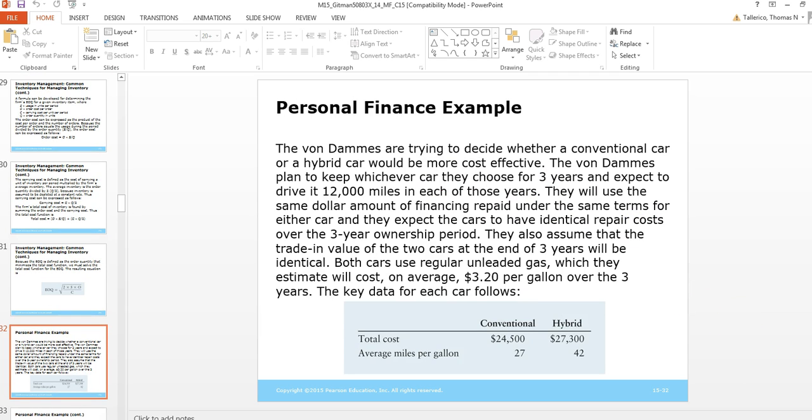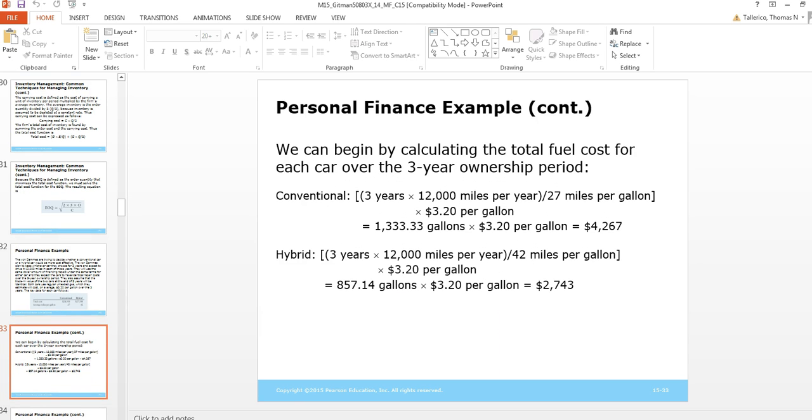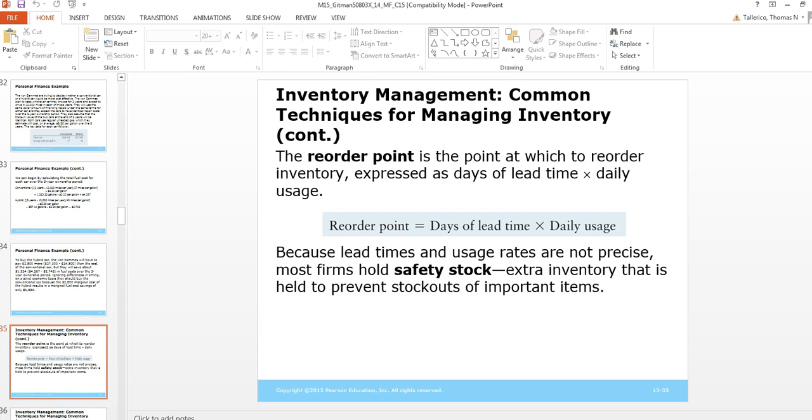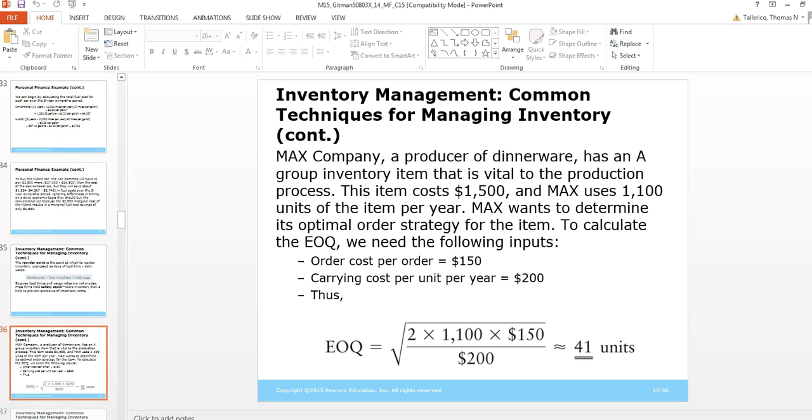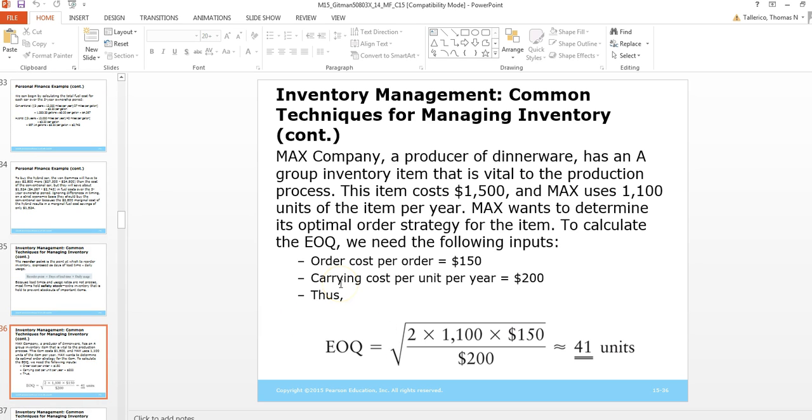And here's a personal finance example of that, I guess for a hybrid car. All right, so another term is the reorder point in days, and that's the days of lead time times the daily usage, right? So it just tells you when you should order more. The point at which to reorder inventory is expressed as days of lead time. So, you know, you look at that. All right, so here's the good example of economic order quantity, and I strongly suggest that you go over this example.